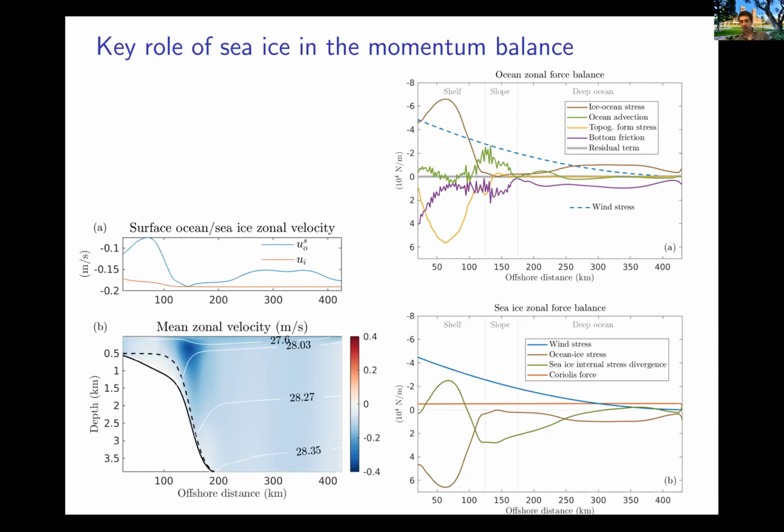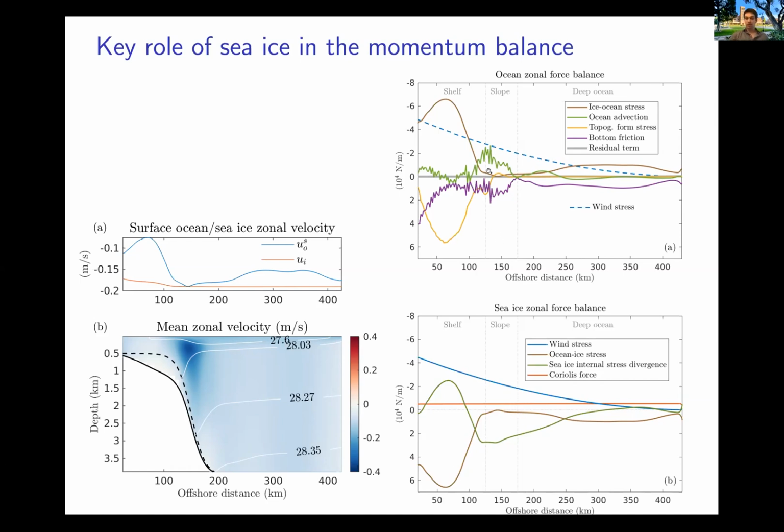And it turns out that over the continental slope, this is actually balanced by sea ice internal stress divergences. So actually what's happening is sea ice internal stresses are sucking up all the momentum that's coming in from the wind and then dumping it somewhere else. And you can actually see that it's dumping it largely onto the continental shelf.